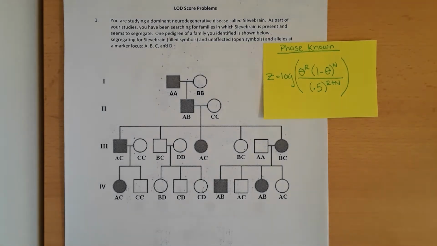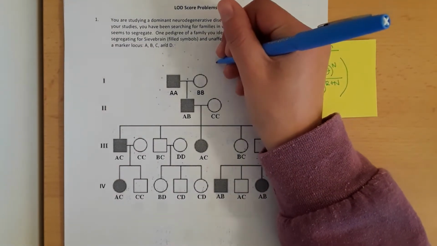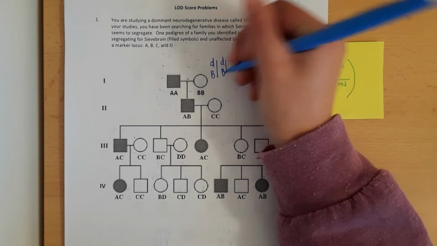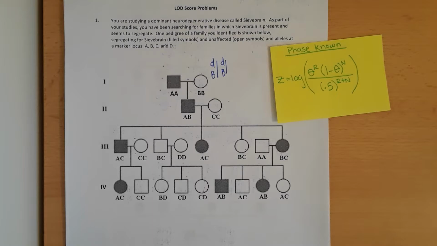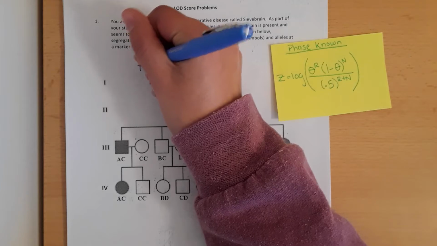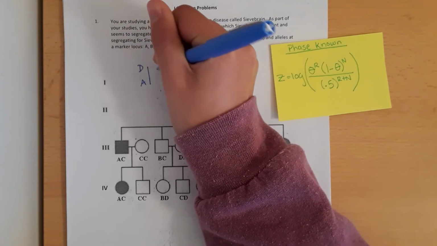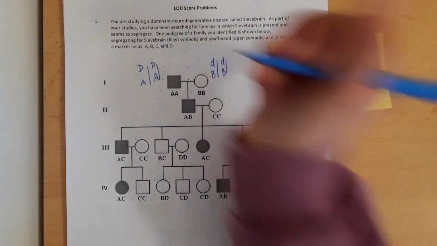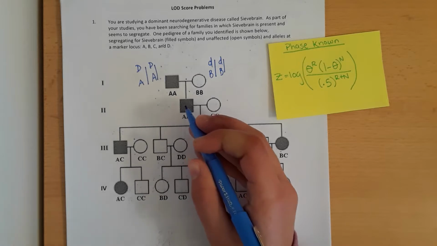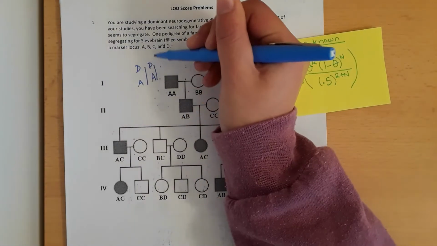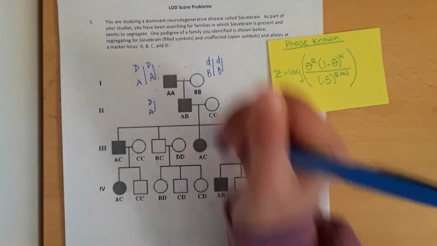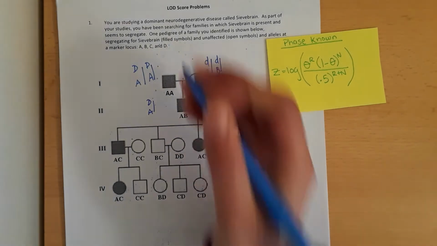So if we look at the mom, she does not have the disorder, so we can write it like this. And the dad, he does have the disorder in the A marker. So we can set this up like this. And then their offspring does have the disorder. So they got one set, the capital D A from dad, and then they got their B marker from mom.